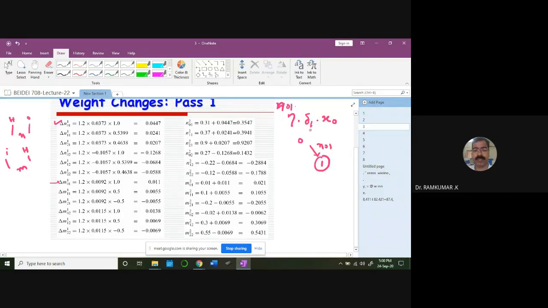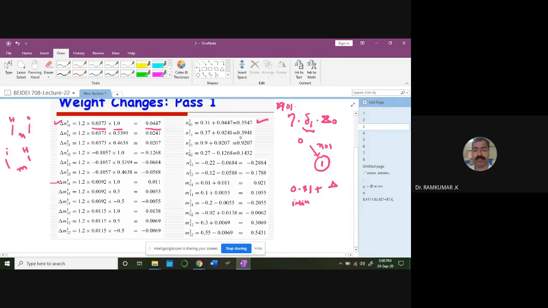So that's the first one. The corresponding delta for that one is 0.0373, which I have already computed, and the input is not x0 here, it's going to be z0. That is the output coming from the hidden layer. If I put x0, I'm talking about something between the input and hidden layer. Is it clear? That's what is computed here. This will be 0.0047, and that weight is updated: initial weight plus this delta value.